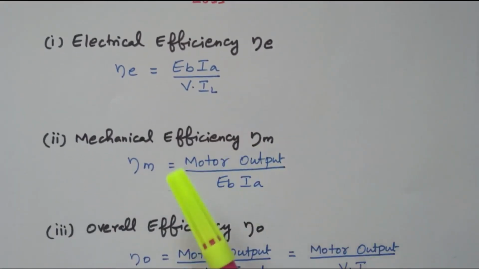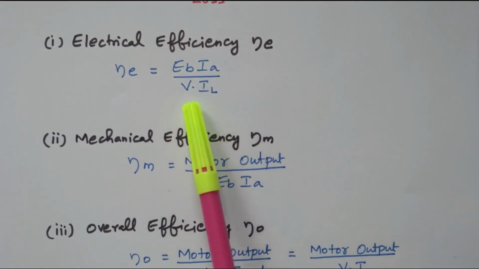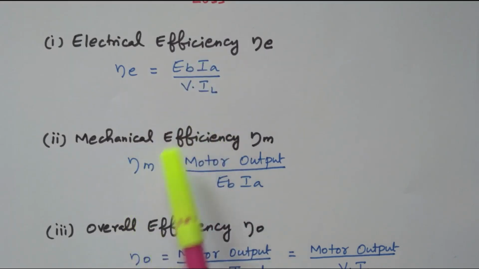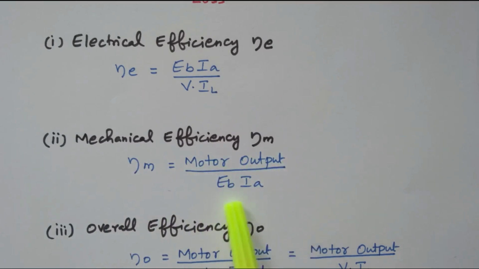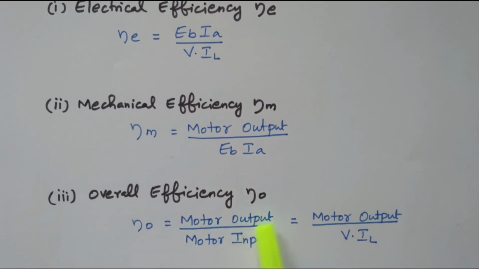Electrical efficiency is output divided by input, EB Ia divided by V into IL. This is the applied voltage, and this is the power developed in the armature. Then mechanical efficiency is motor output divided by EB into Ia, the power developed in the armature. The overall efficiency is motor output divided by motor input, and motor input is V into IL. So, these are the three different efficiencies available.